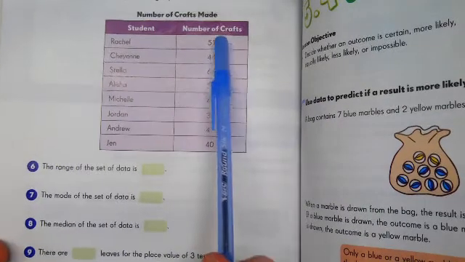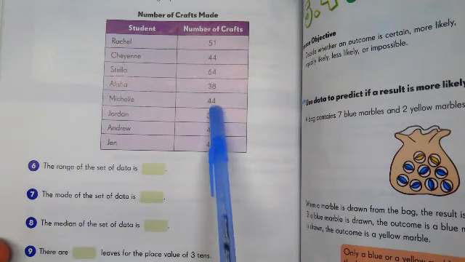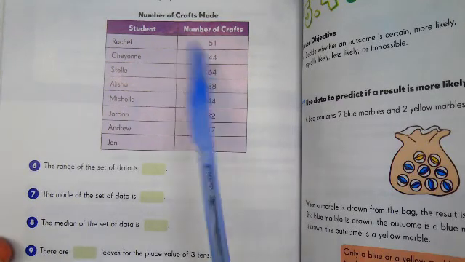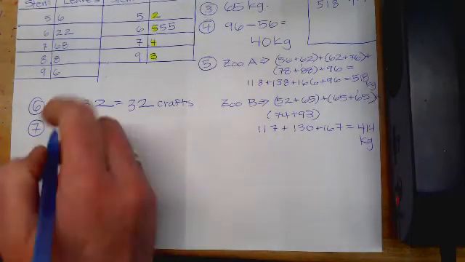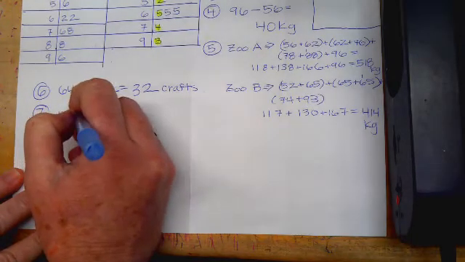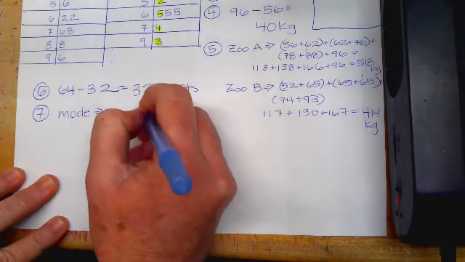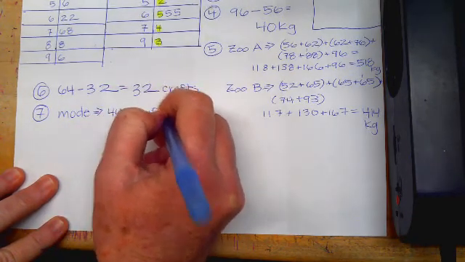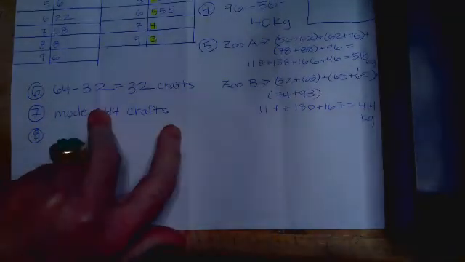And that's 32 crafts. Okay, so the range is always the greatest minus the least. The mode of the set of data. So do you see any that are the same? I see 44 and 44. I don't see any others that are the same. So I think the mode is going to be 44 because there's 2 of them.